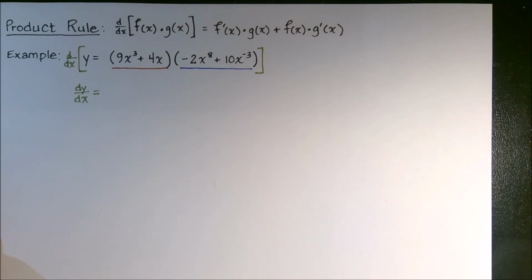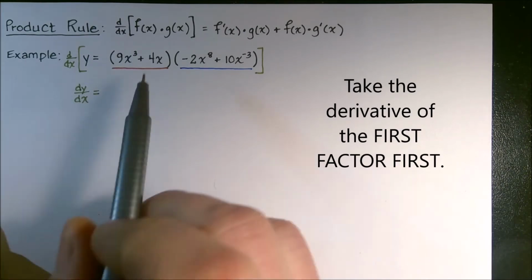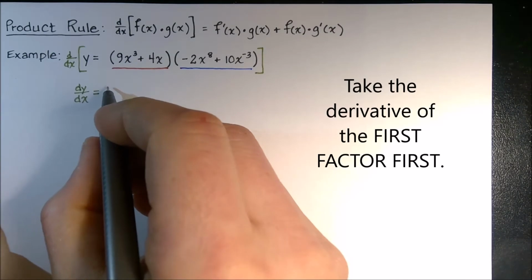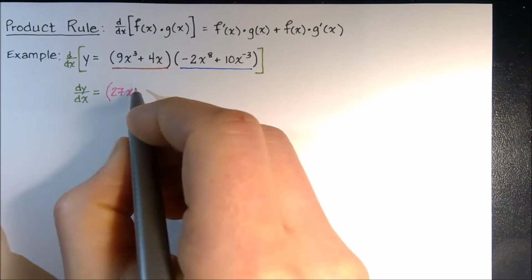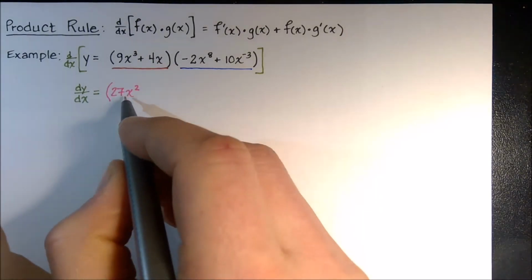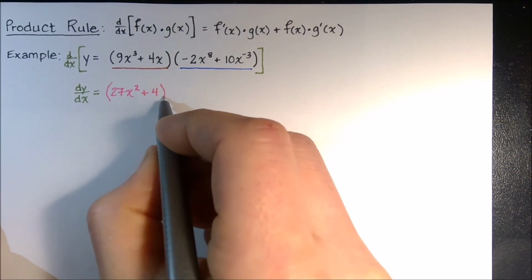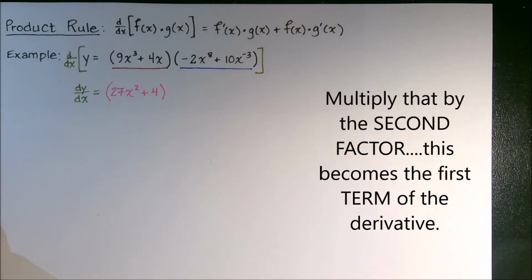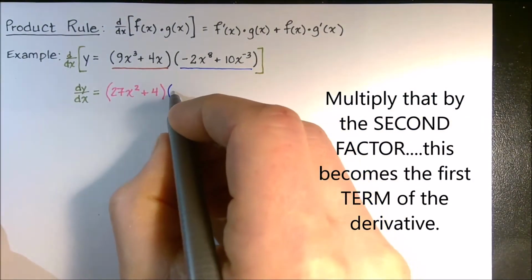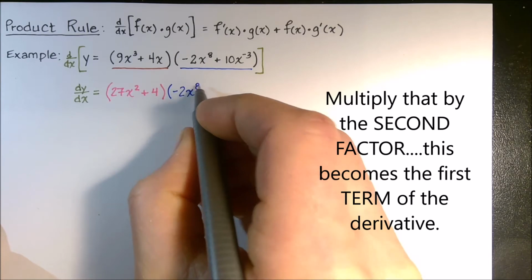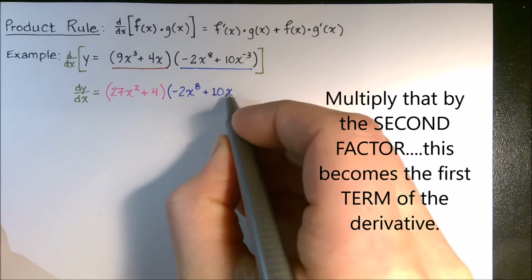Now, the product rule says we take the derivative of the first. So our first is in that dark red. So the derivative of the first, let's see, 3 times 9 is 27, x to the 3 minus 1 is 2. So 27x squared plus the derivative of 4x is just plain old 4. So it's the derivative of the first times the second. So we're going to multiply it by the second part, or the second factor, as is. So that's negative 2x to the eighth plus 10x to the negative third.